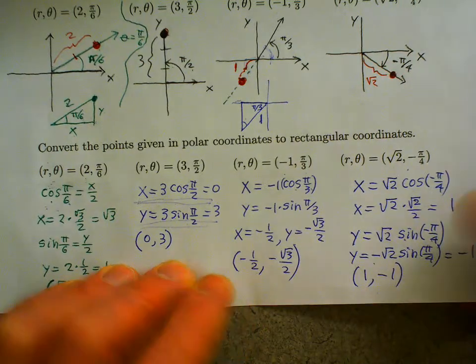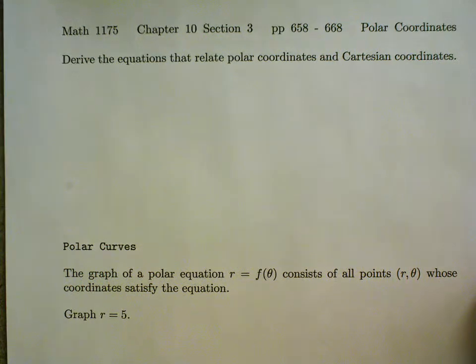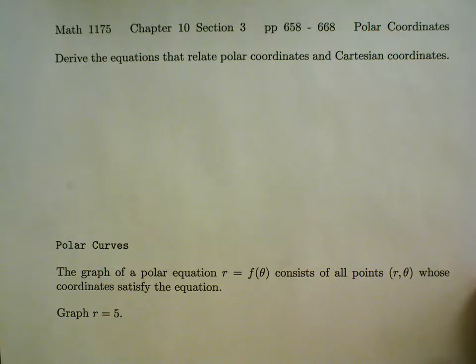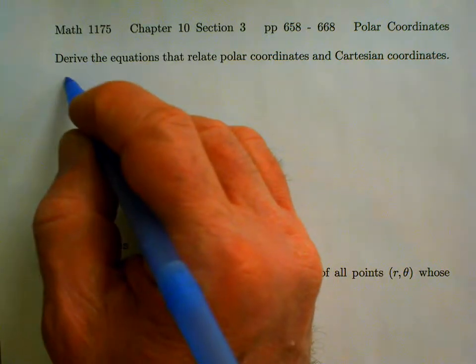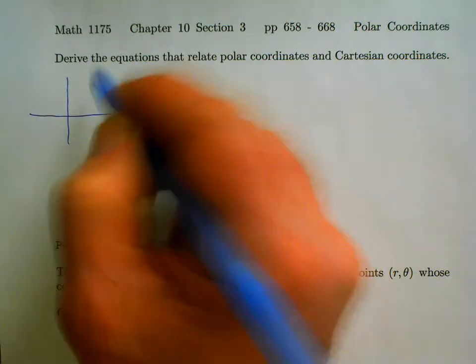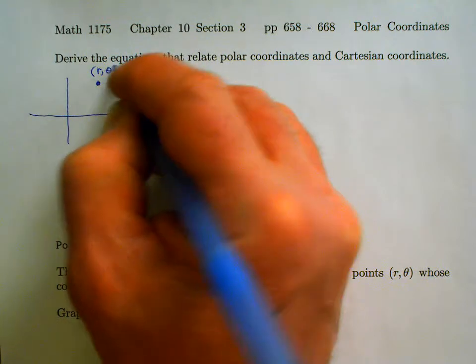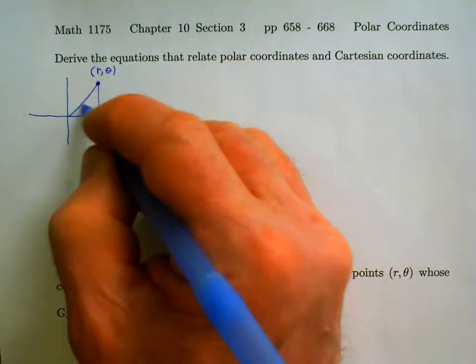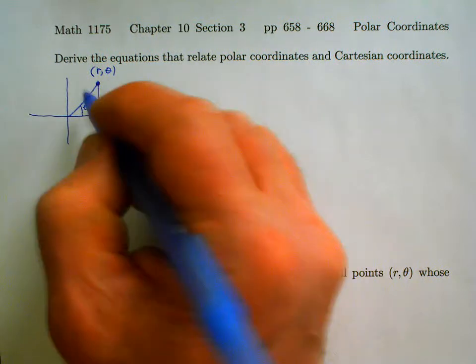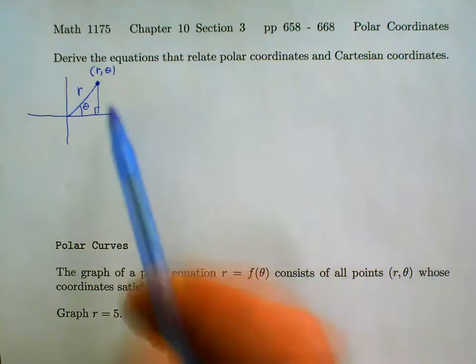Okay, next page. Derive the equations that relate polar coordinates to Cartesian coordinates. Well, we've already done some of this. But if we have some point in the xy plane with polar coordinates, if we construct a right triangle, the hypotenuse is r. Here we're just assuming r is positive.